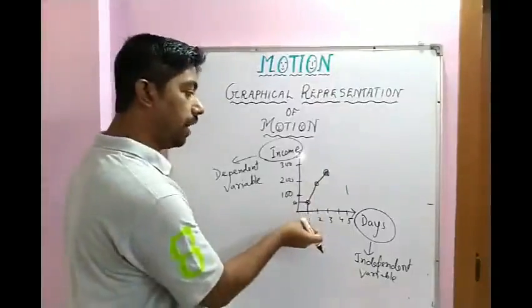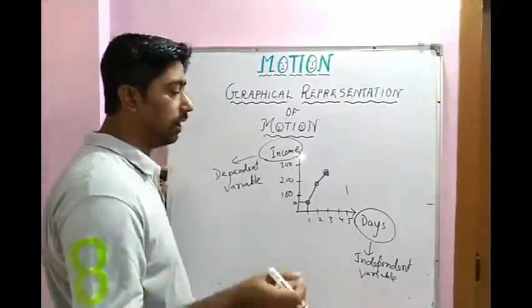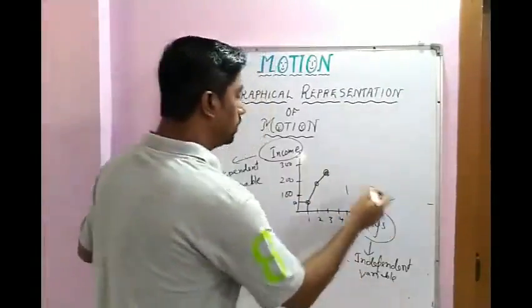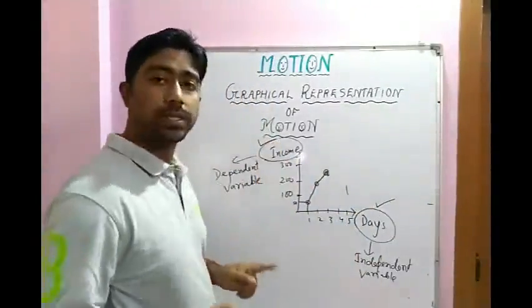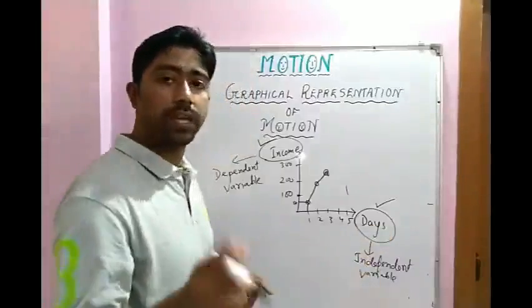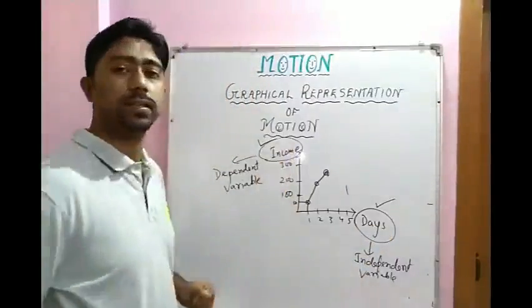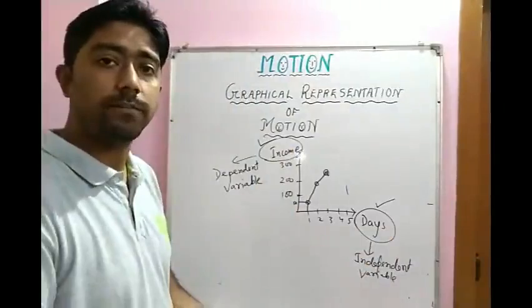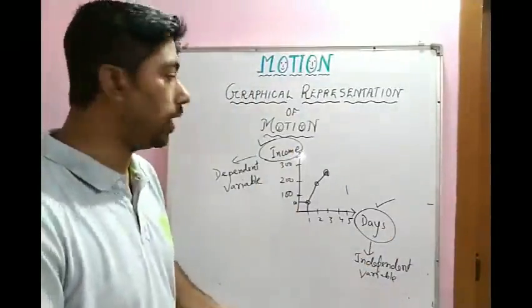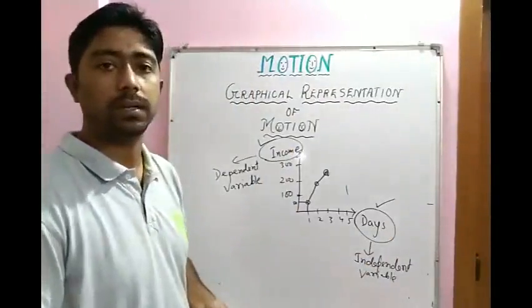Just by looking at this graph and checking these labels, you can say that with increase in the number of days, his income is increasing. So what is a graph? A graph is a pictorial way of representing quantitative data.